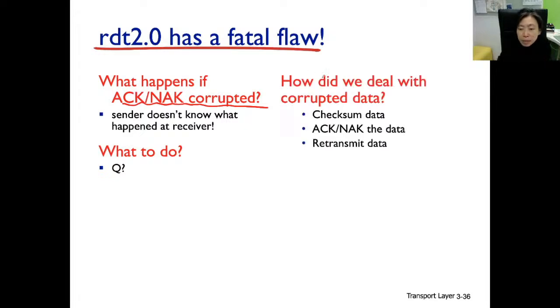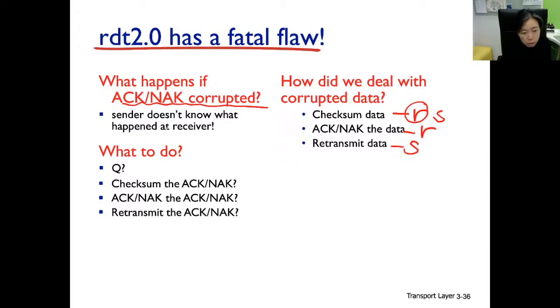Yeah. So how did we deal with the corrupted data? We do the checksum, right? Well, actually, we do the checksum at the sender, adding that into the packet, and the receiver checks it again. Now, if it's not a match, we send NACK. If it's a match, we send ACK. So this is receiver side action. And therefore, at the sender side, we could retransmit data. So perhaps we'll do this, right?